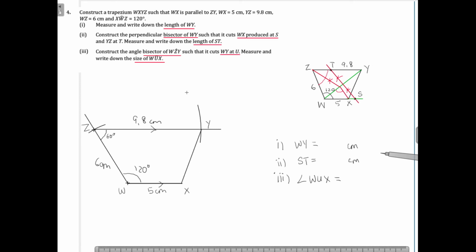So now the next thing to do is find the bisector of WY. Now WY is a diagonal. So we want the bisector of WY, which is a diagonal.